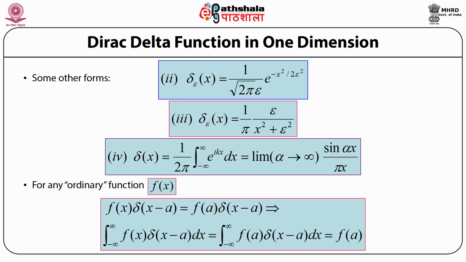Rewriting this equation and taking the integral on both sides with respect to x, we get the integral of the function f as a function of x times delta as a function of x minus a over dx with limits from minus infinity to plus infinity, which is equal to the integral of f as a function of a times delta as a function of x minus a over dx with limits minus infinity to plus infinity, and this turns out to be equal to f as a function of a.